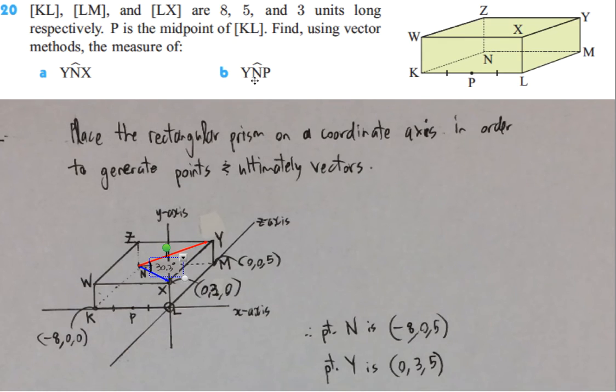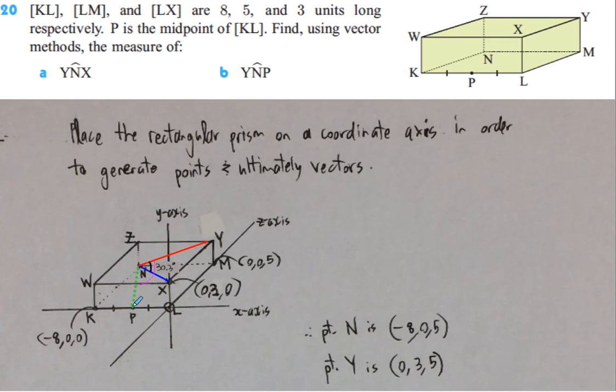Similarly, to do angle YNP, we would have to use two vectors to find the angle at N framed by NY. So we already have NY in red. And then NP would be this one here in green. So now we're looking for the angle between NY and NP. And you can go ahead and try that.